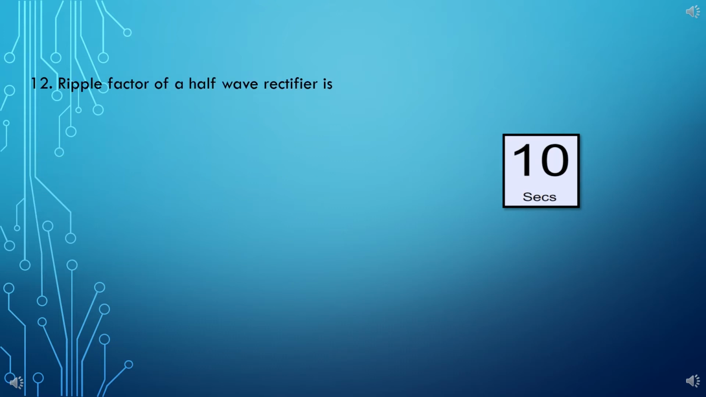Ripple factor of a half-wave rectifier is: Option A. 1.414, B. 1.21, C. 1.4, D. 0.48. Answer: 1.21.